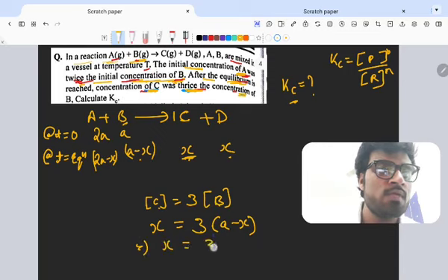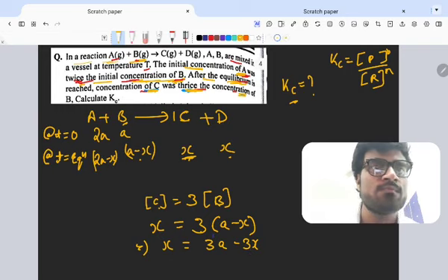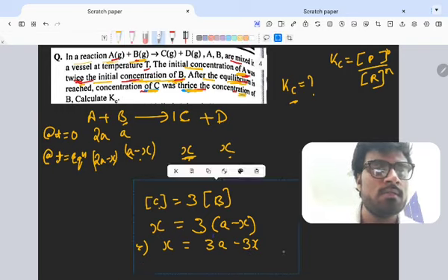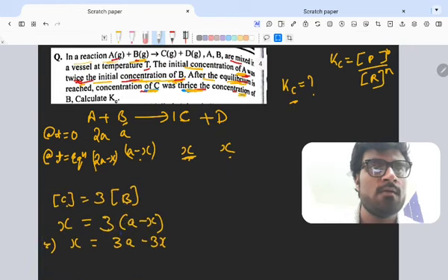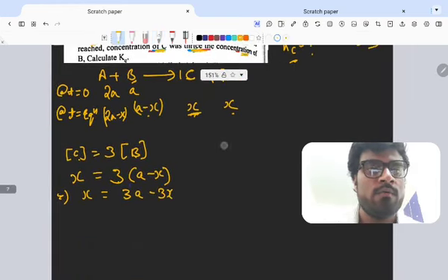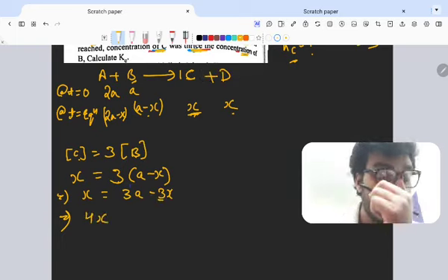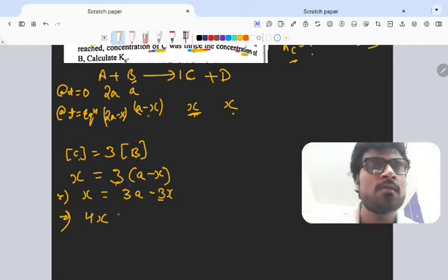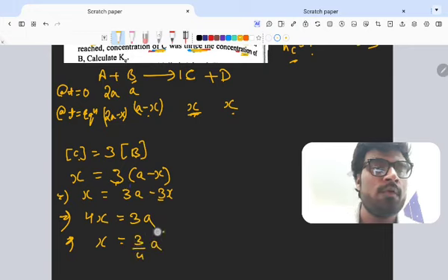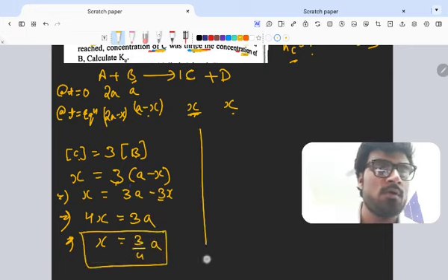So x is equal to 3a minus 3x. I will shift this x there. Wait a minute, let me just shift this thing. So where were we? We have to move this 3x there, so it will be 4x minus x. When moved to the left side, it will be added to the x. Then we get 4x is equal to 3a. Then x is equal to 3 upon 4 of a. We have got this.